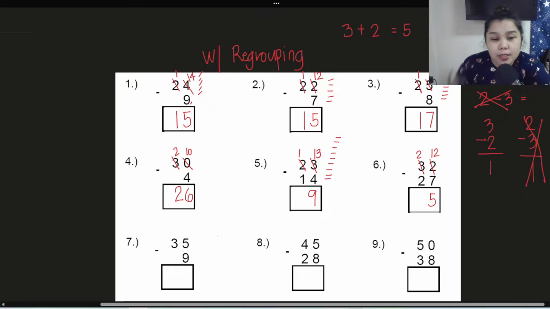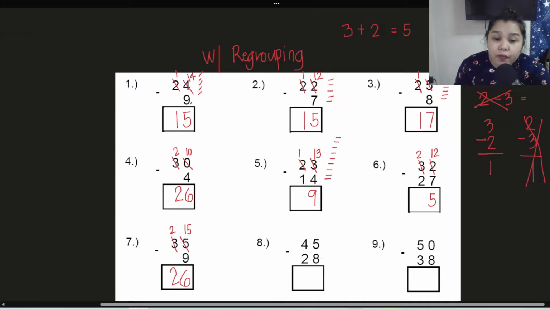Okay, next, let's have number 7, 35 minus 9. So, 5, pwede bang kunan ng 9 ang 5? No! So, we get ready. We borrow. This becomes 2 and this becomes 15. So, 15 minus 9. So, 9, 10, 11, 12, 13, 14, 15. We have 6. And then, bring down 2 because we don't have any subtrahend anymore. So, the answer is 26.